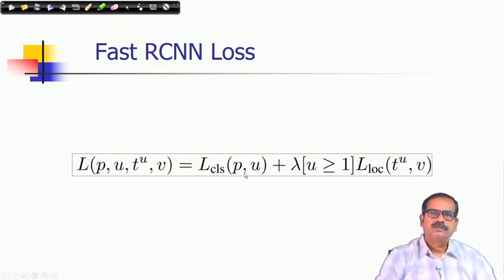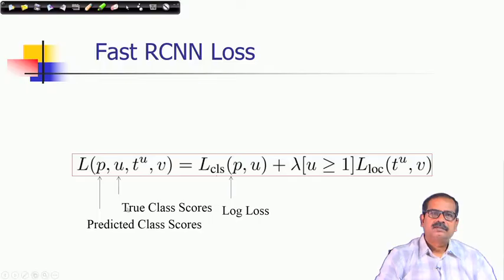So, U is the ground truth, P is the predicted class. If it is an object class, then only we are considering the loss due to the regression, and this is a linear combination, lambda is a parameter. This is the log loss, which is cross entropy loss. P is the predicted class scores, and U is the true class scores, and this is the smooth L1 loss.